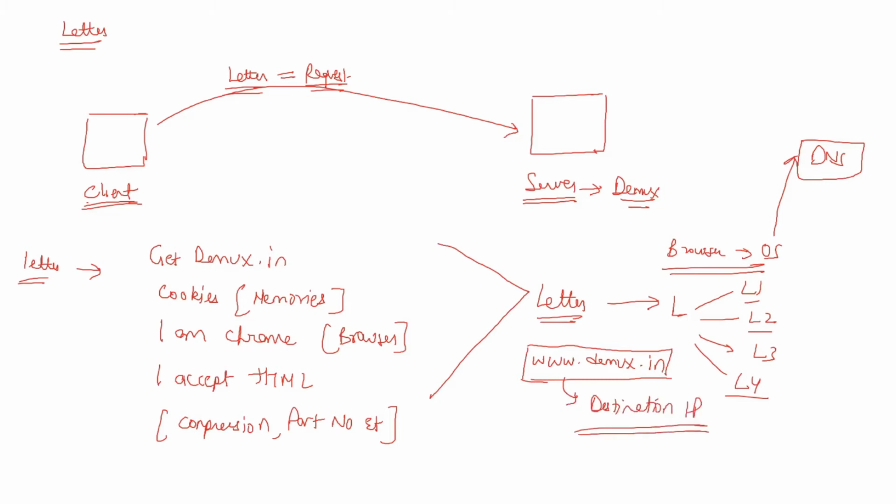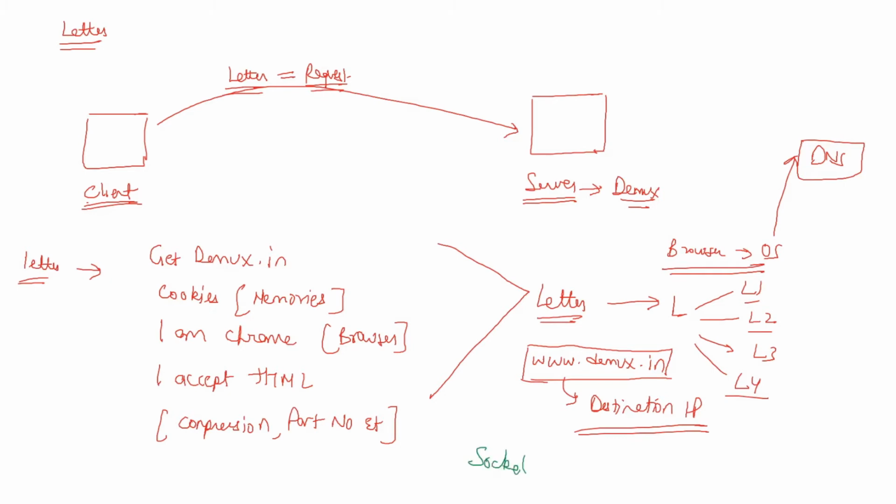Okay, so far my operating system will have a letter which it has divided into multiple chunks, L1, L2, L3, L4, and it has the destination IP at which the operating system needs to deliver these letters. Okay, there is another interesting factor here, which is that the operating system will also give back something known as a socket to the browser, right? So the operating system will give something known as a socket to the browser.